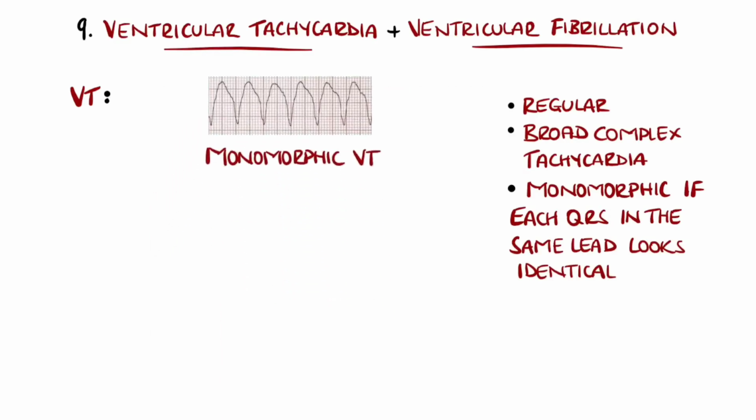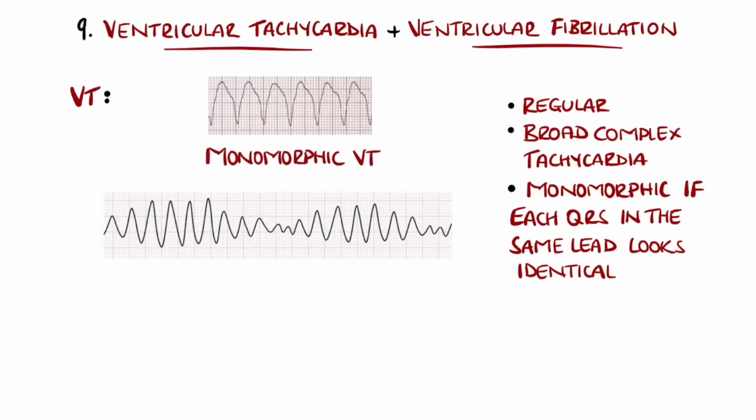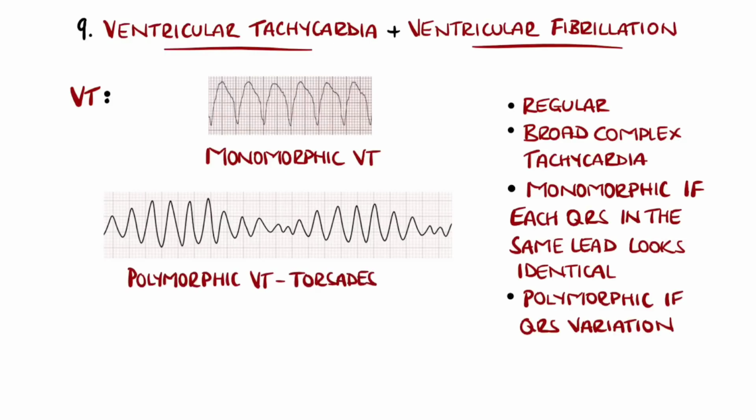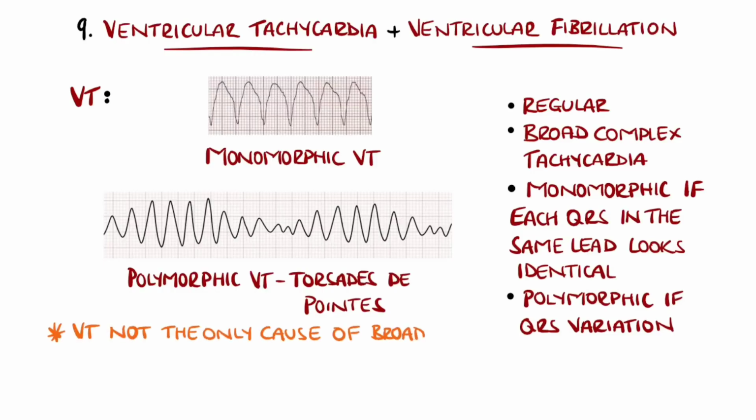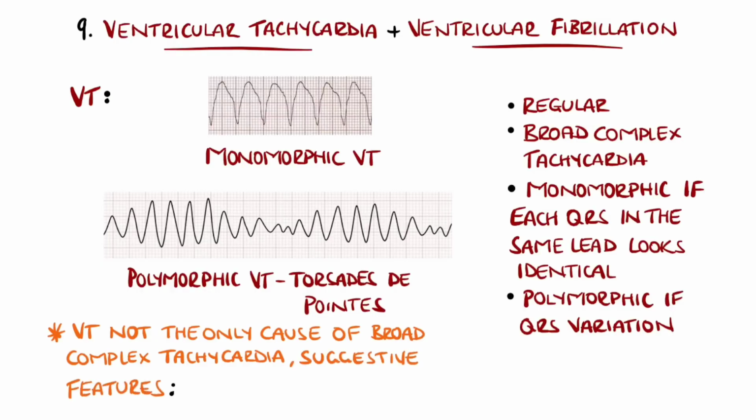Polymorphic VT is the term used when there is more than one source of the ventricular beats, and so gives varying morphologies of the QRS complexes. One famous example of polymorphic VT is torsades de pointes, occurring in the setting of a prolonged QT interval. Although other causes for a regular, broad complex tachycardia exist, it isn't straightforward to distinguish them, and generally, if there is any diagnostic uncertainty, it is treated as ventricular tachycardia.